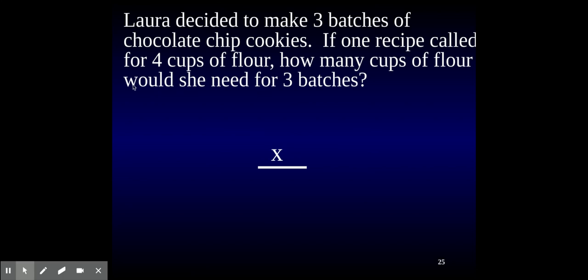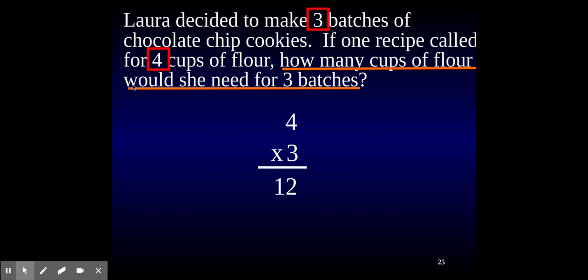Now, if she wanted to make 3 batches of chocolate chip cookies, make the recipe 3 times, one recipe calls for 4 cups of flour. So how much flour will she need for 3 batches? So let's go through that one more time. It says we need 3 times the recipe, and it needs 4 cups of flour. So if I need 4 cups 3 times, how many cups of flour would that be? The correct answer is 12. 12 cups of flour to make that recipe 3 times. That's a lot of flour.